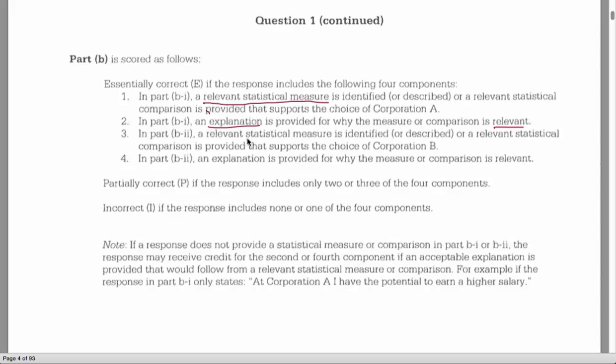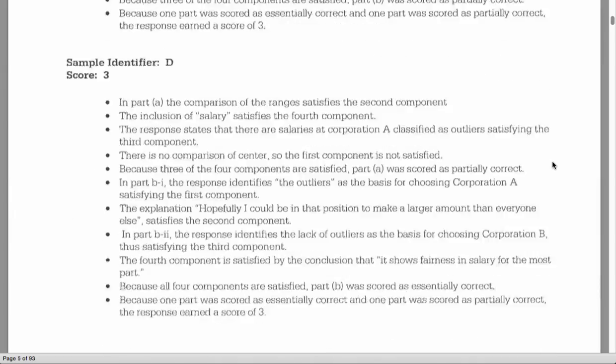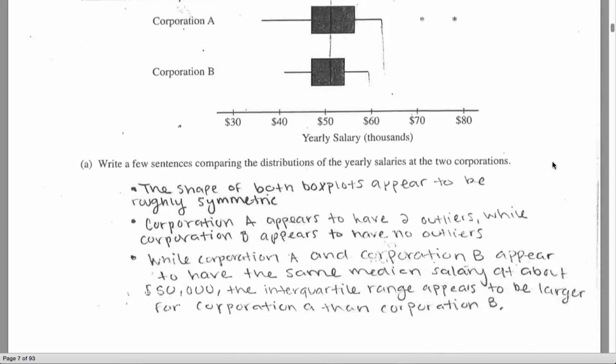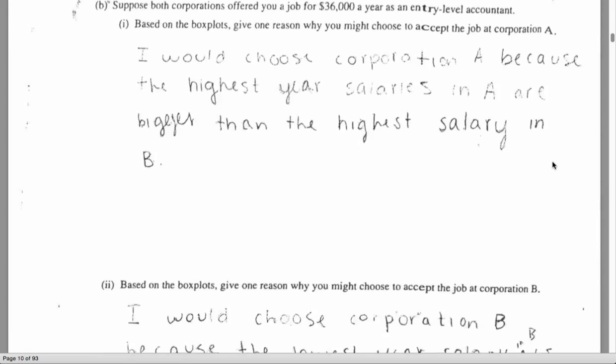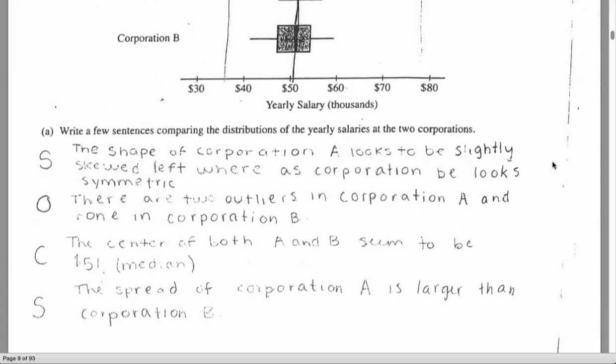Same thing in part B. There had to be a relevant statistical measure, but also an explanation of why that measurement is relevant. And relevant is going to turn out to mean they need to talk about earning money, earning a higher salary, or more money. That's what has to be brought out in the explanation. So if we scroll down to student E, I'd just like to highlight a couple things.